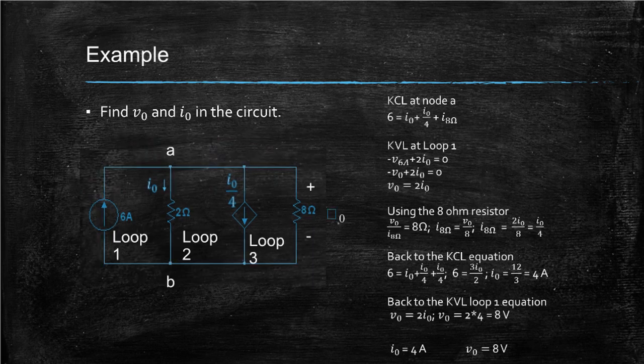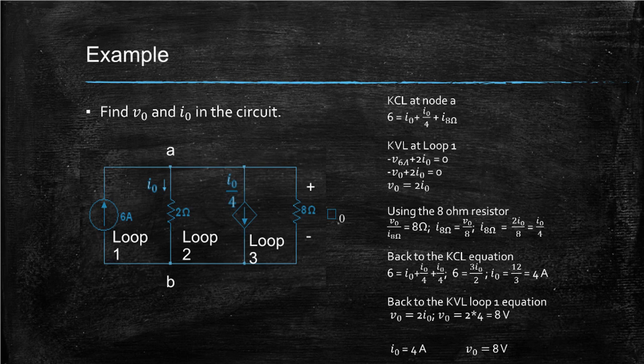There are 3 loops, 4 branches, 1 dependent source, 1 independent source and 2 nodes. Using KCL at node A, we get this equation. Since all the elements in the circuit are parallel, all the elements have the same voltage. Using KVL, we will find the equation for loop 1 and simplify. At the end we will get a value for V0.